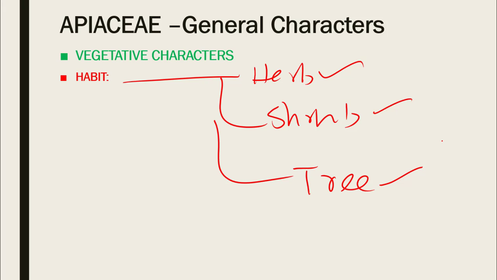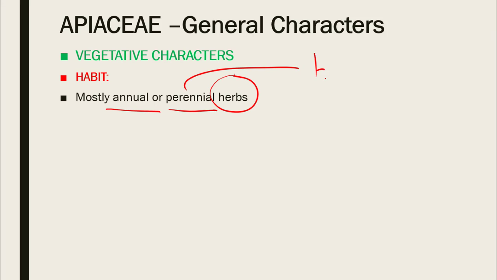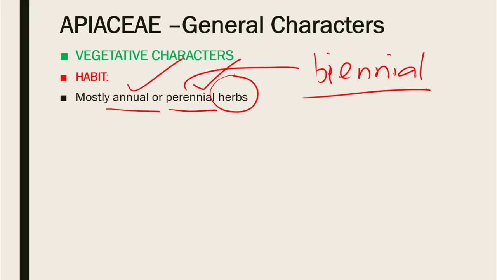So we are going to find it among the plants which are herbaceous, which are mostly small, soft and green. Their stems are soft and green, which can be easily bent or broken. The shrubs and trees. So as far as its habit is concerned, they are mostly herbs, annual and perennial, and also, although it's not given here, you will also find biennial herbs as well. So we have annual herbs, perennial herbs, as well as biennial herbs in Apiaceae family.